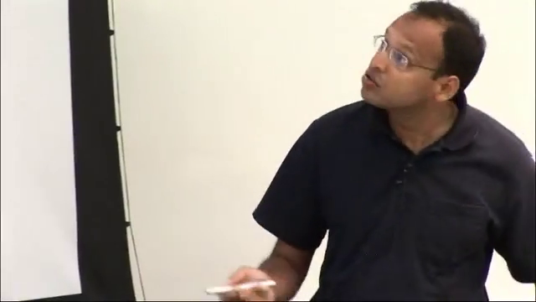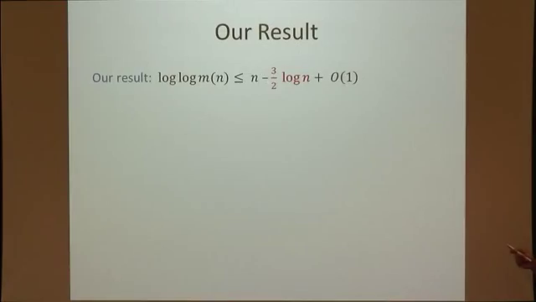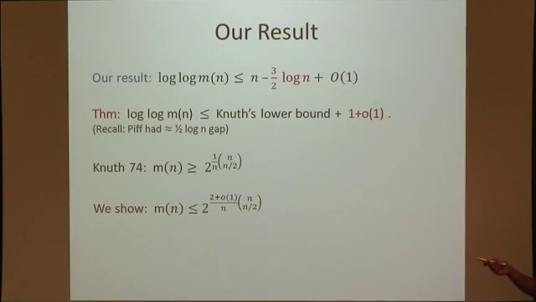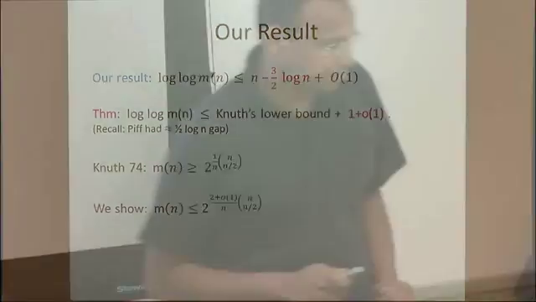And so what do we show? We tighten this upper bound and show that we can recover Knuth's lower bound up to an additive term. In fact, more precisely, our additive term is just 1 plus order 1. So basically what we show is log mn is what Knuth had plus 1 plus little o of 1, as opposed to Piff's half log n gap. If you remove the logs, more precisely it looks like this. Knuth had this lower bound, and we have a factor 2 extra here, right, which translates to the plus 1 when you take two logs.